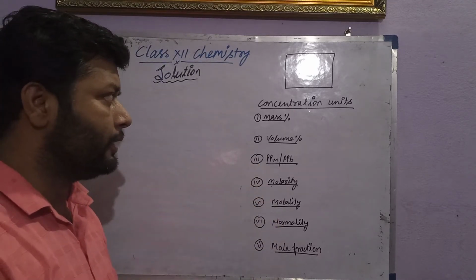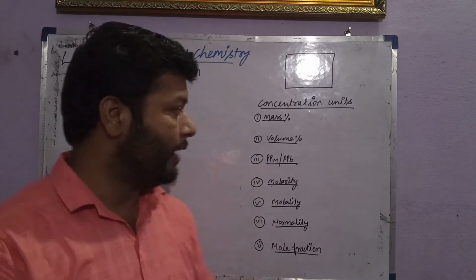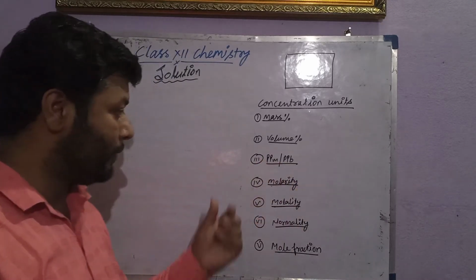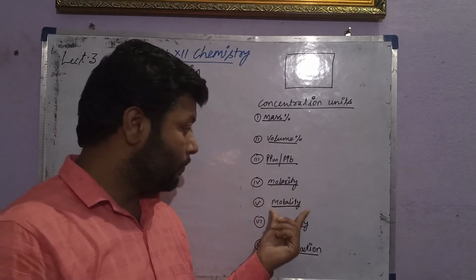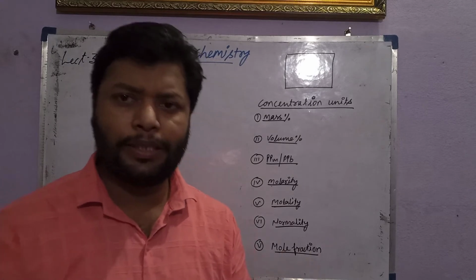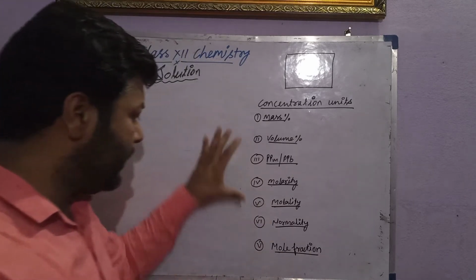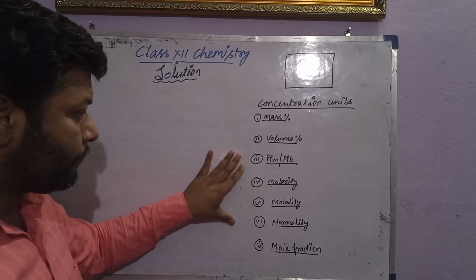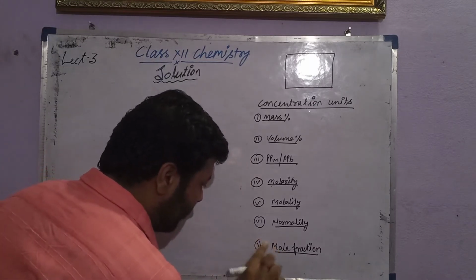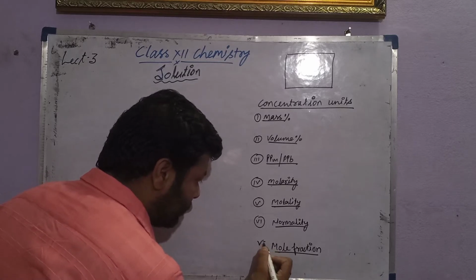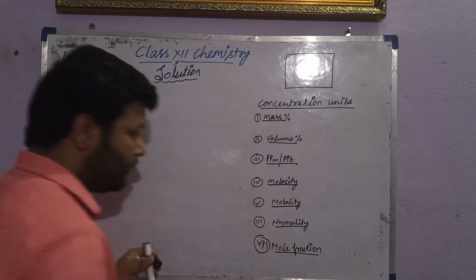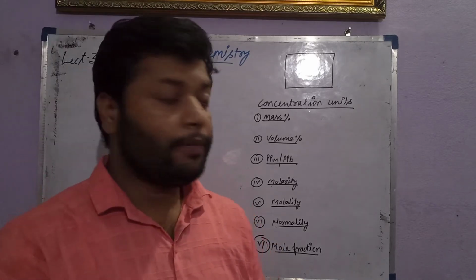The different types of concentration units are: mass percentage, volume percentage, parts per million or parts per billion, molarity, molality, normality, mole fraction, gram per liter. There are 7 units. So we will learn them one by one.